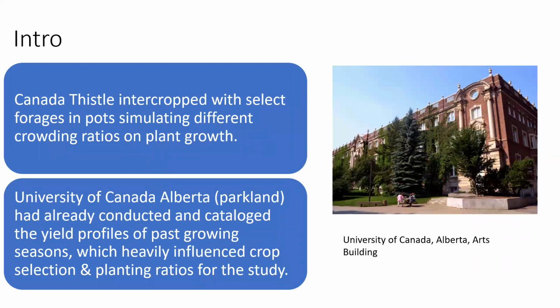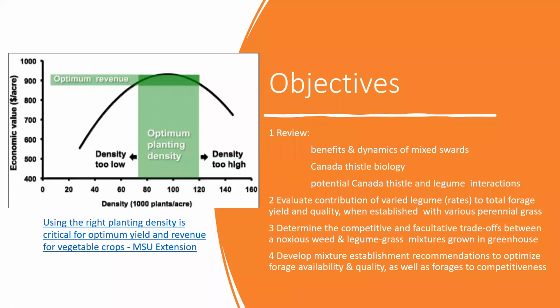The study was conducted at the University of Canada, in the Alberta Parkland region, and it was conducted within pots in a greenhouse to simulate different ratios more precisely. So the objective was to optimize the planting density to also optimize revenue at different densities.